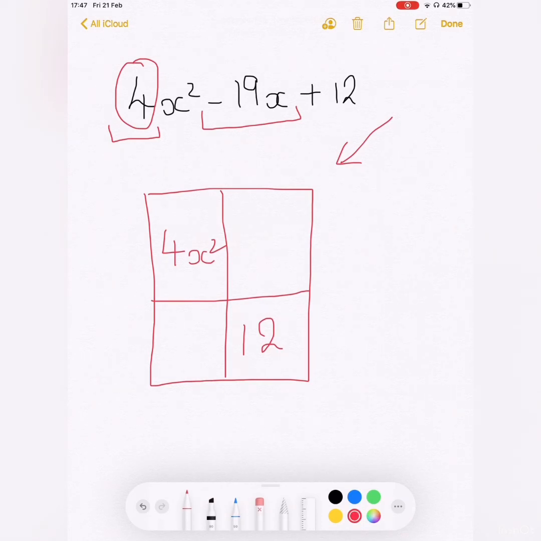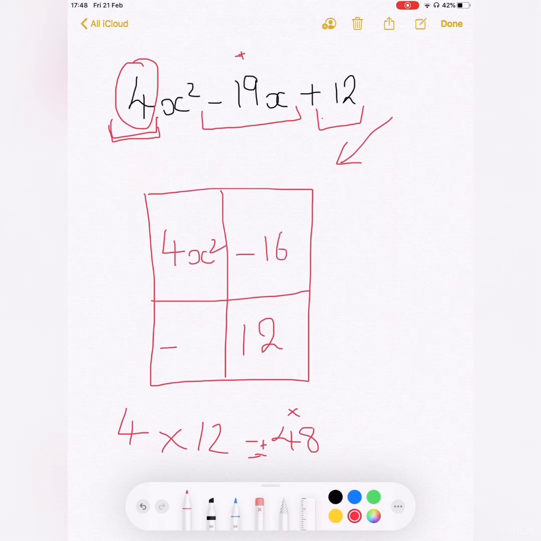So what we must do is we do 4 times 12. So this first term times this last term, which gives us 48. Remember, that's a positive 48. So we now find 2 numbers just like before, but now they times to get 48 and they add to get minus 19. So hopefully we can see that because they times to get a positive and add to get a negative, they must both be negative. And hopefully we'll find that it's minus 16x and minus 3x.